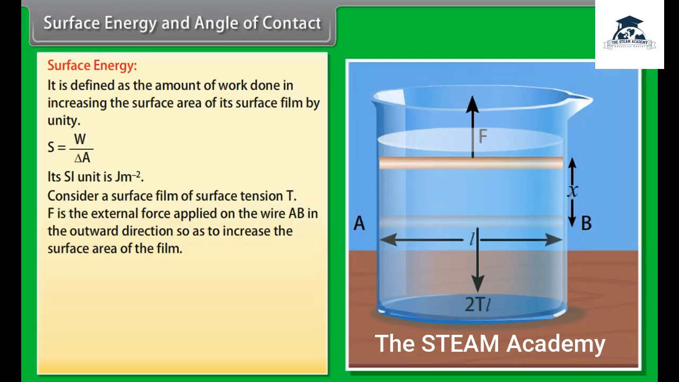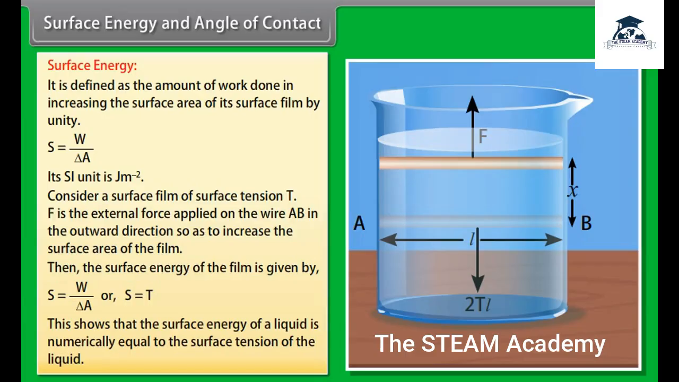Consider a surface film of surface tension T. F is the external force applied on the wire AB in the outward direction so as to increase the surface area of the film. Then, the surface energy of the film is given by, we know that S is equal to W upon delta A. This gives the result of S is equal to T. This shows that the surface energy of a liquid is numerically equal to the surface tension of the liquid.